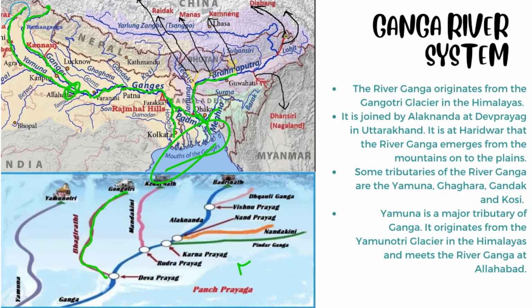So Ganga originates from Gangotri with the name Bhagirathi. It has many tributaries in Uttarakhand. Mandakini, Alaknanda is the major one. Dhauli Ganga, Pindar Ganga, Nandakini, Karna Prayag, all these rivers are coming, and at the place Dev Prayag, Bhagirathi is merging with Alaknanda and it is called Ganga.